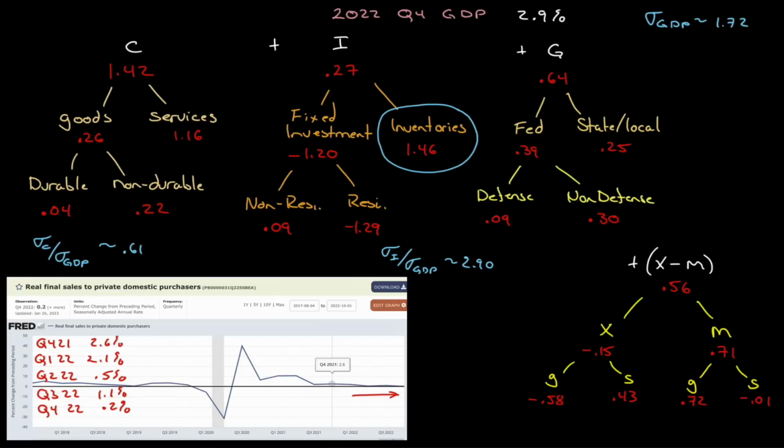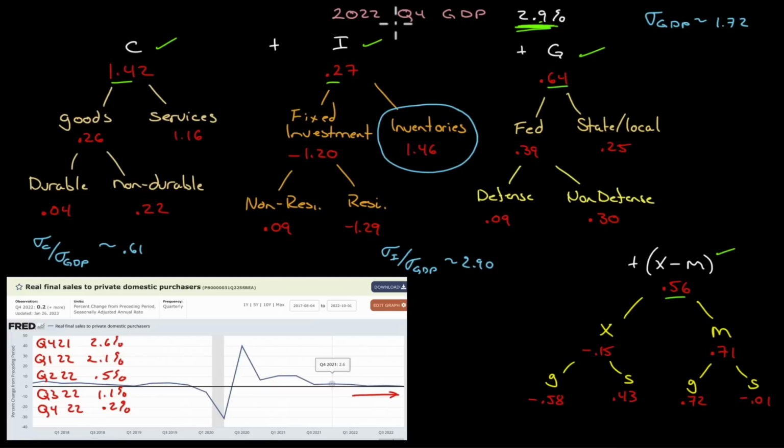All right, let's have a look at 2022 Q4 GDP. It came in at 2.9%. I think the expectation was for more than 2.9, but it came in at 2.9. And we know that GDP has 4 big components: C plus I plus G plus X minus M. Consumption plus investment plus government expenditure plus the trade balance. Let's start with consumption, 1.42. When we say 1.42, it's not 1.42%. We get to 2.9 by adding 1.42 plus 0.27 plus 0.64 plus 0.56.